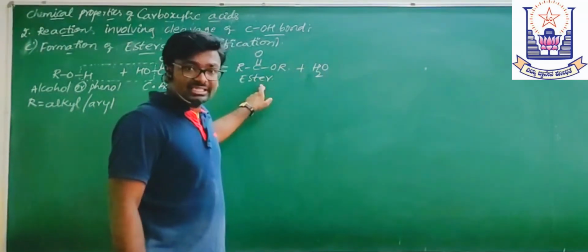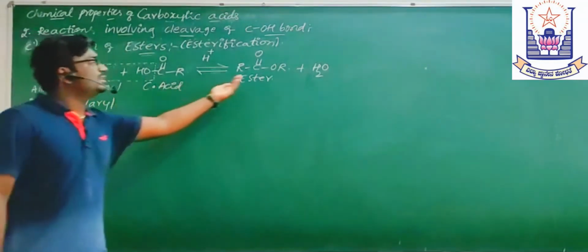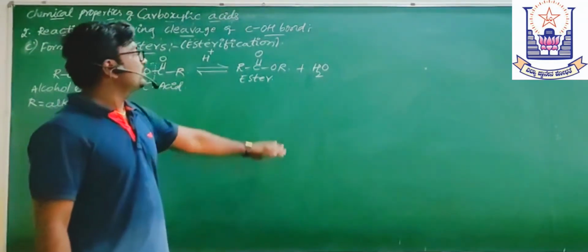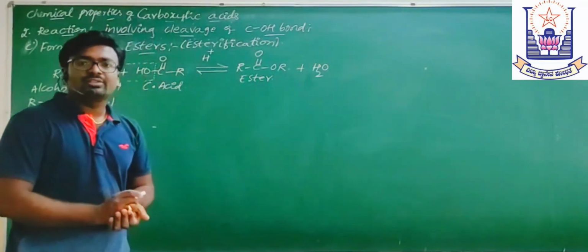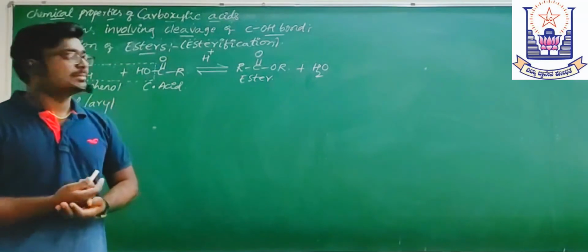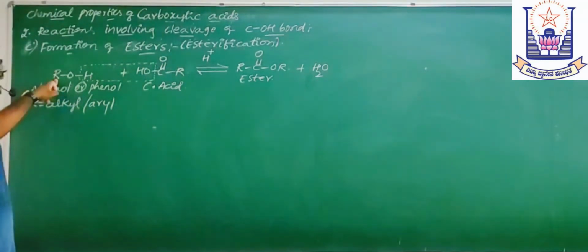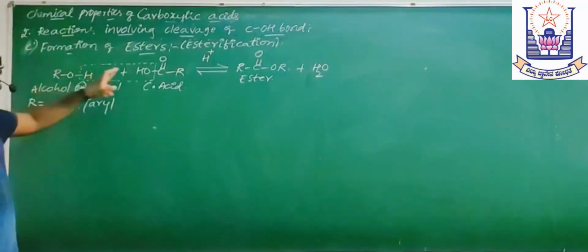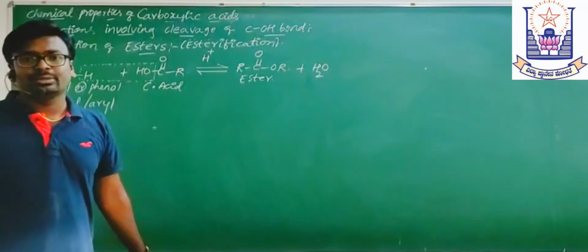Hydrolysis of ester takes place to give the carboxylic acid and the alcohol. The reverse reaction is possible. That is why you need to remove the water molecules after product formation. Here you may take R as an alkyl or aryl group. Here also R is an alkyl or aryl group. You need to make your own examples.